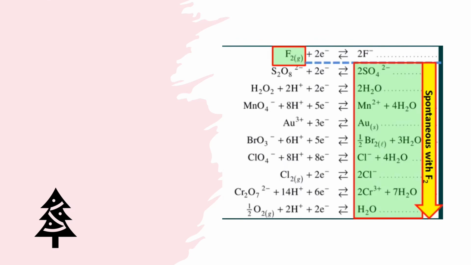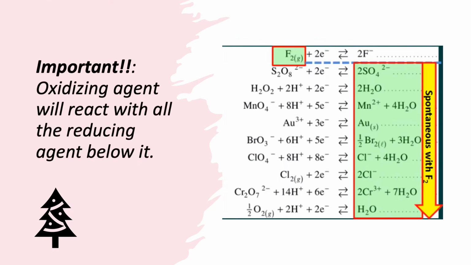And here is how it works. An oxidizing agent on the left will react spontaneously with every reducing agent on the right below it. As you see in the picture, fluorine will react spontaneously with every species on the right, except for F-. So fluorine gas is the strongest oxidizing agent on the table.